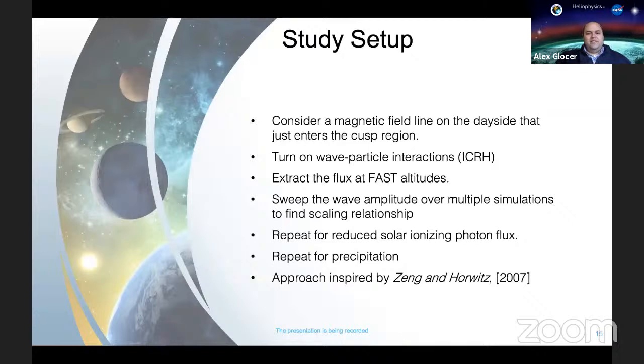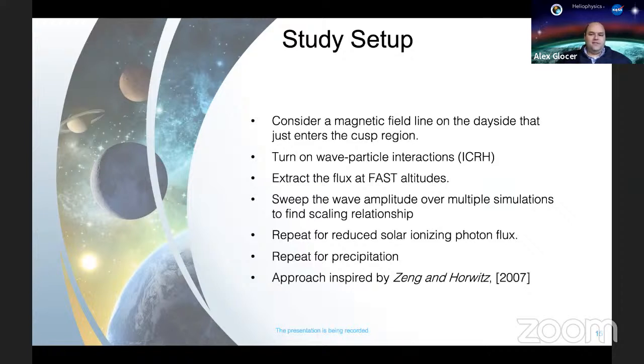Now, in this study, the way we set it up is we're going to consider a magnetic field line on the dayside that's in steady state. It's just going to enter the cusp region. When it enters the cusp region, we're going to turn on wave-particle interactions. In particular, the mode of interaction we're assuming is ion cyclotron resonant heating. We're going to sweep the wave amplitude over the course of multiple simulations. We're going to start with very weak wave power, and then do the simulation again with stronger wave power, and again with stronger wave power. And we're going to see how the outflow scales with that energy input.